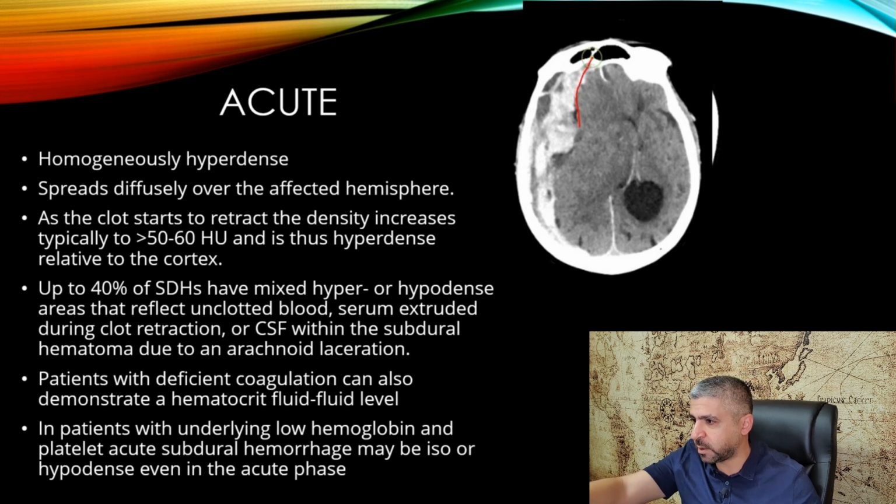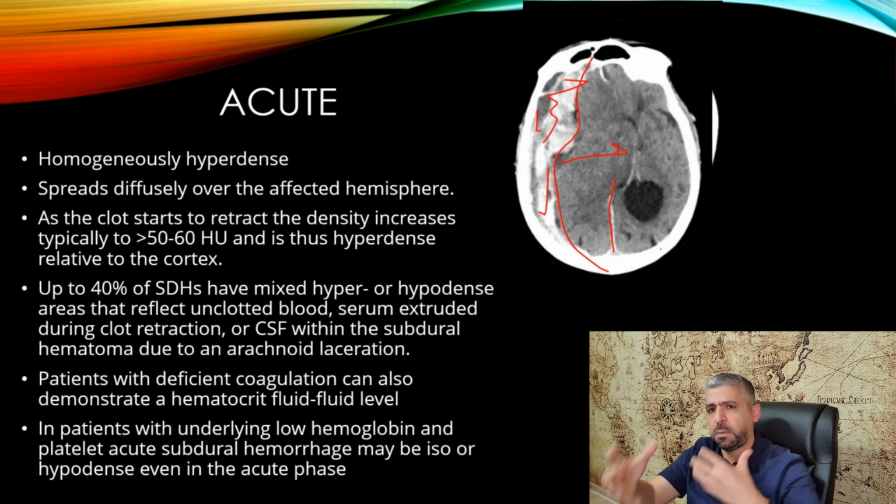It's a big subdural hematoma going over the cerebral convexity, causing mass effect and shift to the other side. It's not crossing the dural reflections, but it has different densities, dense and hypodense, due to mixed blood, clot, CSF, serum. Everything is mixed, so it has a heterogeneous density.